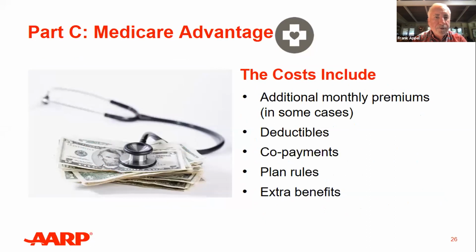For Medicare Advantage, the costs that you incur may include additional monthly premiums. There are likely to be deductibles, although they cannot be higher than original Medicare, and they are usually lower. You may pay co-payments or co-insurance. You may have to follow specific plan rules, but you may also receive some extra benefits that original Medicare does not cover.